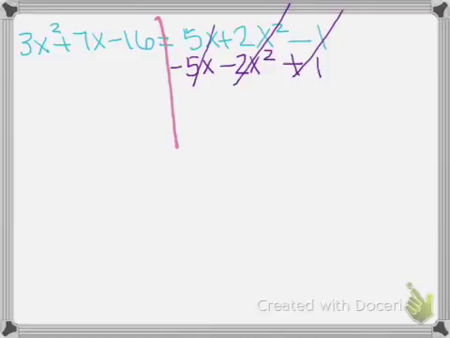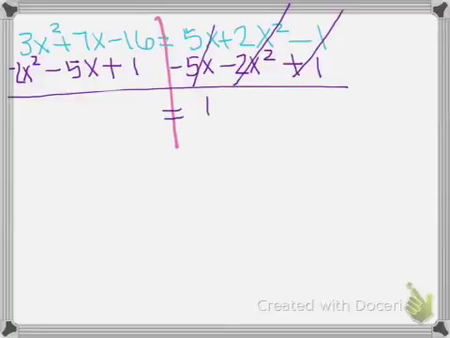In algebra, the golden rule is whatever you do to one side, you do to the other. Since you're taking away 5x and 5x matches with 7x, I would put the negative 5x below the 7x. You're taking away 2x^2, which matches with 3x^2, so I do negative 2x^2. And lastly, you're doing positive 1, which is a constant, which goes with negative 16. I would put it below negative 16. This gets us equal to 0, which is our first step.